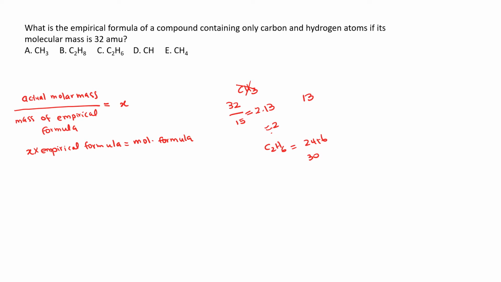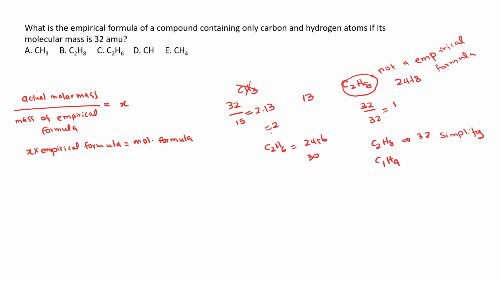That will give you C2H6, and we can calculate the actual molar mass of this. Carbon has 12, that means 2 times 12, plus 1 times 6, that makes 30. But what we are asked is 32, so this is not our answer. So we go to the next one.